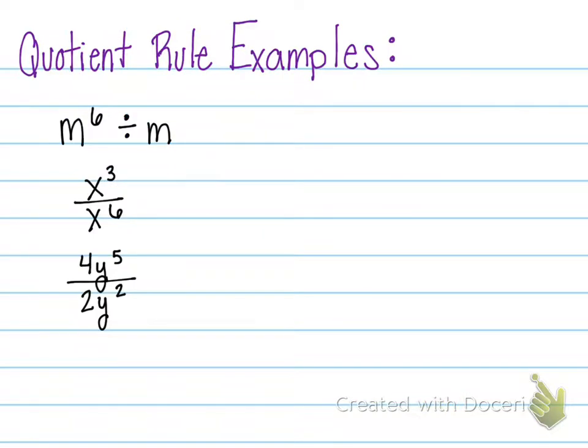Let's take a look at some quotient examples. So if we take a look at this first one, m to the 6th divided by m. Now this is where I want to use the subtraction left minus the right. And remember that this second m has an exponent of 1. So really what I'm doing is keeping my base the same, so m, and then doing 6 minus 1, which will give me m to the 5th power.